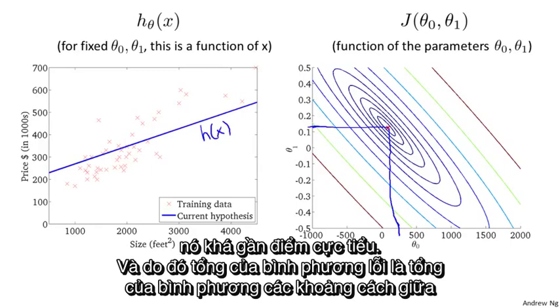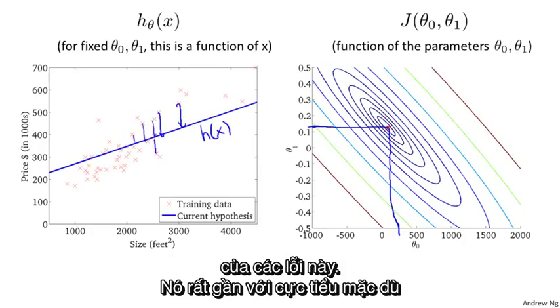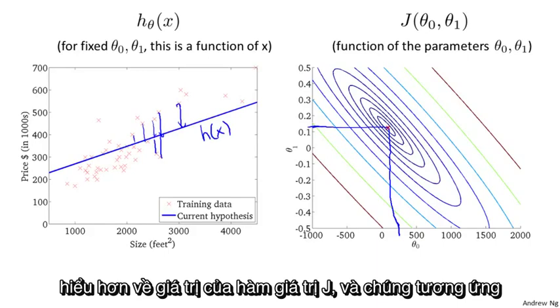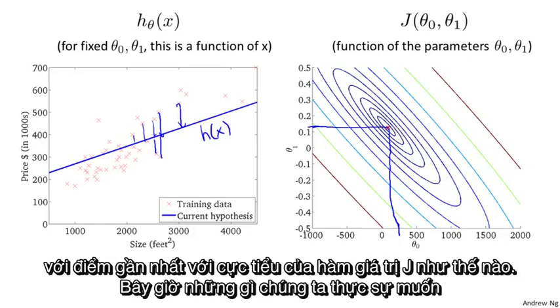And so the sum of squared errors, the sum of squared distances between my training examples and my hypothesis, is pretty close to the minimum, even though it's not quite the minimum. So with these figures, I hope that gives you a better understanding of what the values of the cost function J are, how that corresponds to different hypotheses, as well as how better hypotheses may correspond to points that are closer to the minimum of this cost function J.